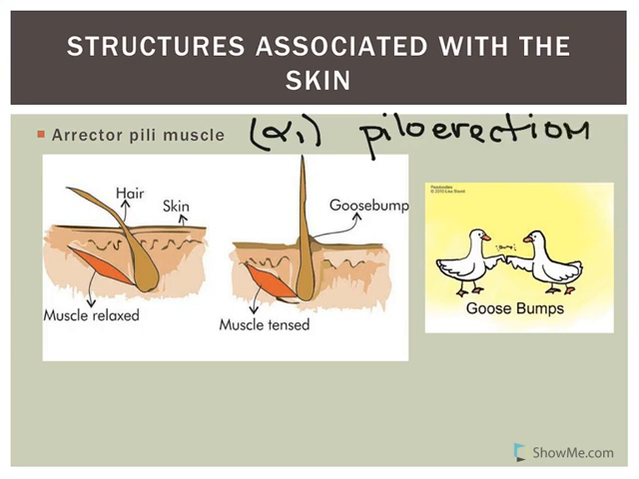In piloerection, this is what causes the hair to stand up on end, which leads to goosebumps. Now the purpose, when we talked about it in previous lectures, is that the hair will trap a layer of air next to the skin, which is then warmed by body heat, and it's used as an insulating layer. It's not a huge factor in humans because we don't have that much hair.